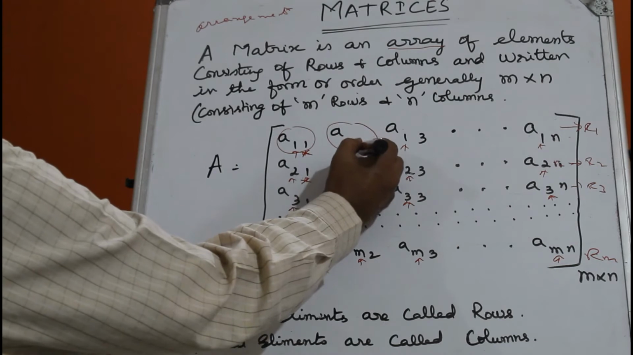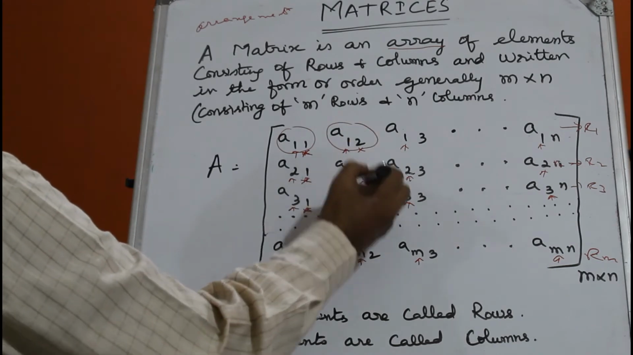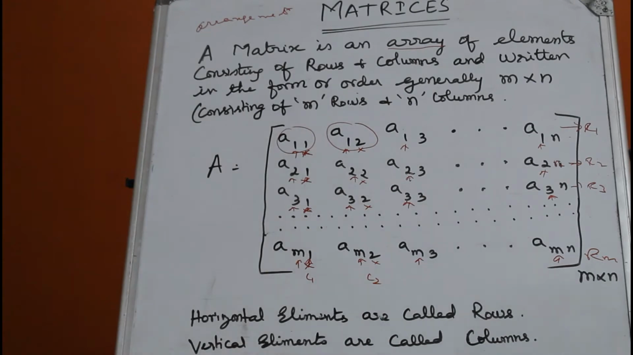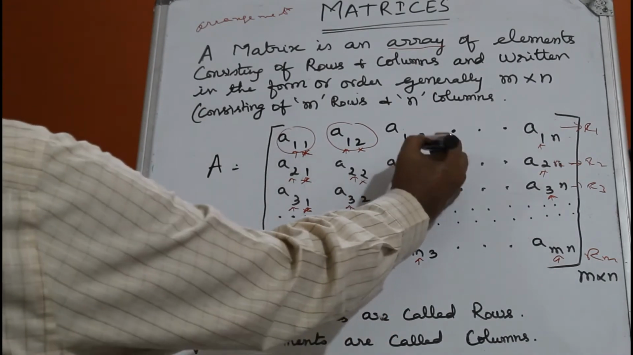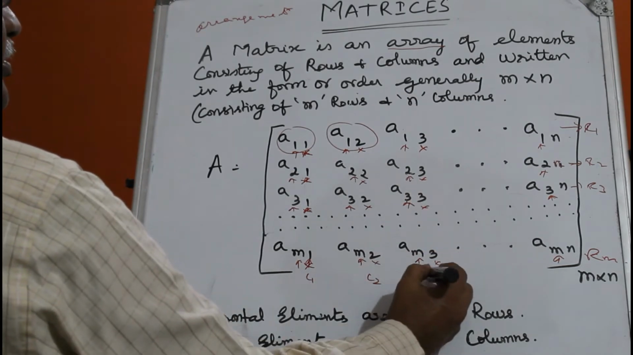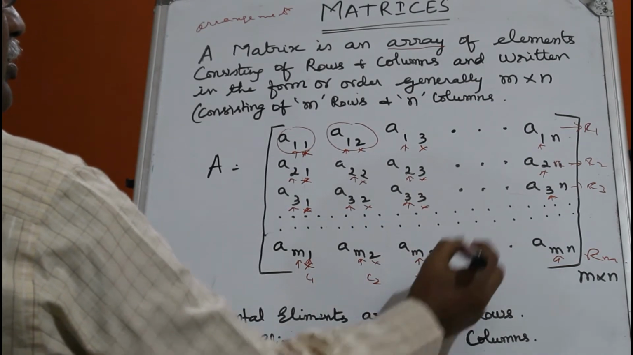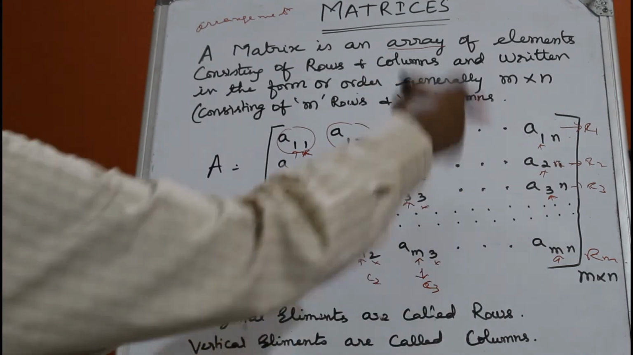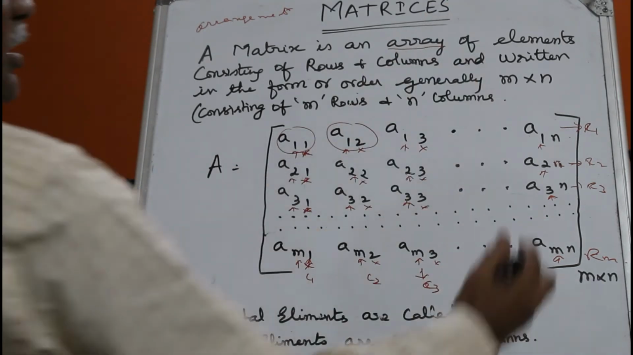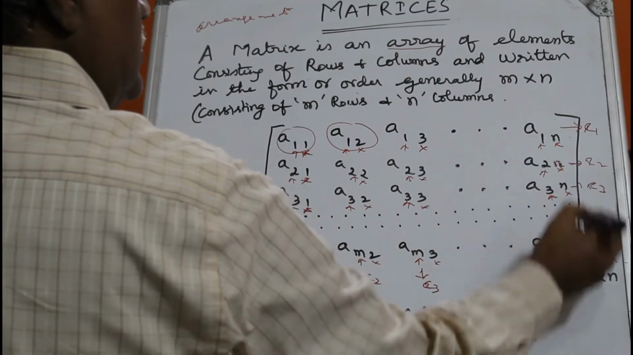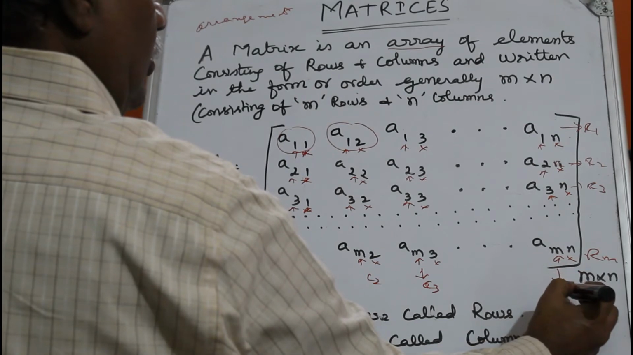This is called column 2. Look here, column 2. Next one is called column 3. The fourth one is called column 4. We have put dots. Fifth one is called column 5, column 6, column 7. Like that. The last one is called column N.